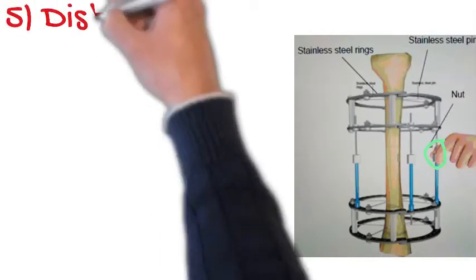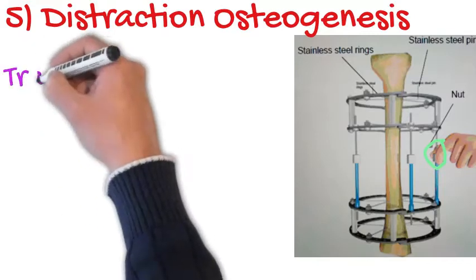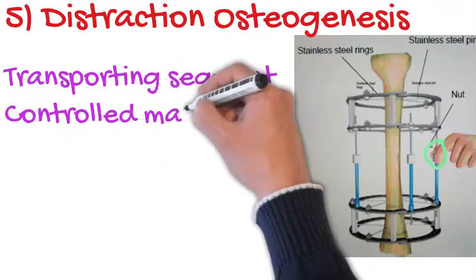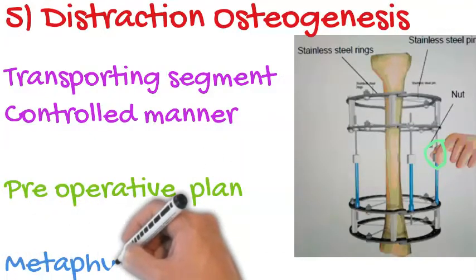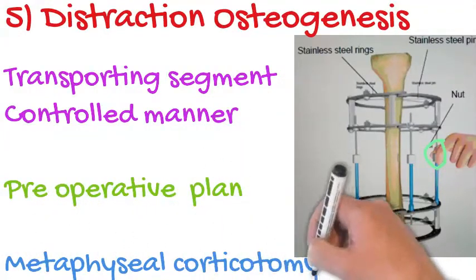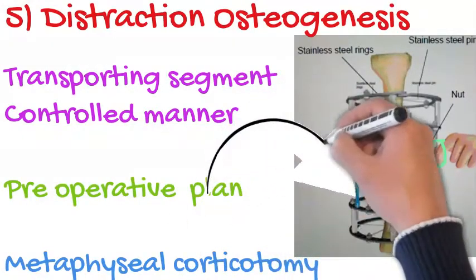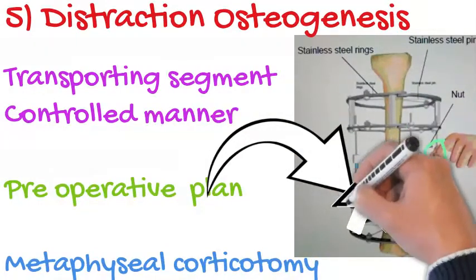5. Distraction osteogenesis. It involves transporting a segment of bone in a controlled manner using an external fixator or an intramedullary device. Better if pre-operative planning of the frame with wires and half pins is done prior. A metaphyseal corticotomy is performed with a drill and osteotome to minimize heat production and thermal damage. Following the latency period, the transport phase begins and continues at a rate of 1 mm per day.